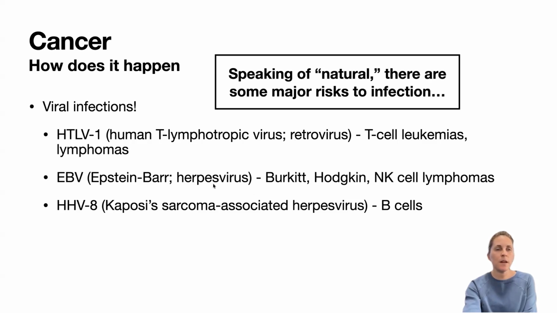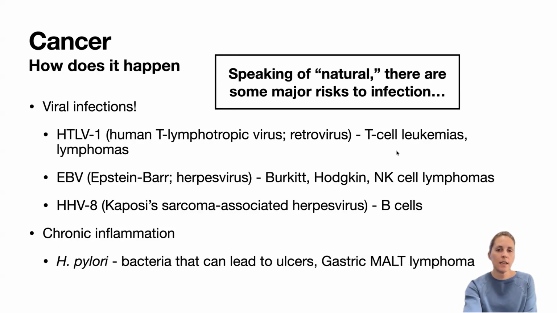Epstein-Barr, which is a herpes virus. This one is really common. It's estimated that 94% of people have been exposed to Epstein-Barr. This can lead to Burkitt, Hodgkin, and natural killer cell lymphomas. And then we have human herpes virus 8, or Kaposi sarcoma associated herpes virus. And this one can lead to B cell lymphomas.